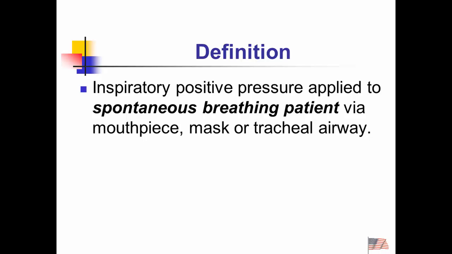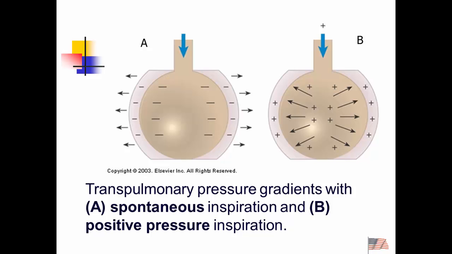In this case, we're using inspiratory positive pressure on a spontaneously breathing patient. Well, technically, they don't have to be, but we're going to use it via a mouthpiece, a mask, or if they happen to have an artificial airway in. On the left-hand side, we see spontaneous breathing, where we create a negative intrathoracic pressure, and that allows volume to enter into the lungs. What we're doing here instead is we're using positive pressure on the right-hand side. We're literally pushing the air into the patient's lungs.